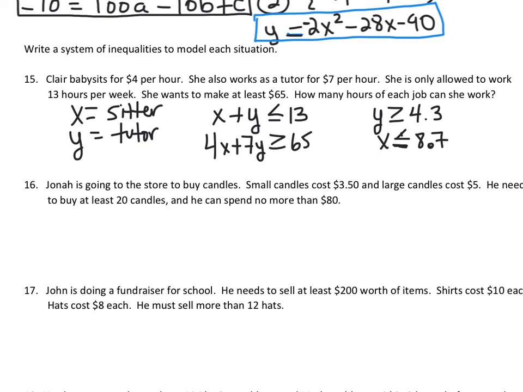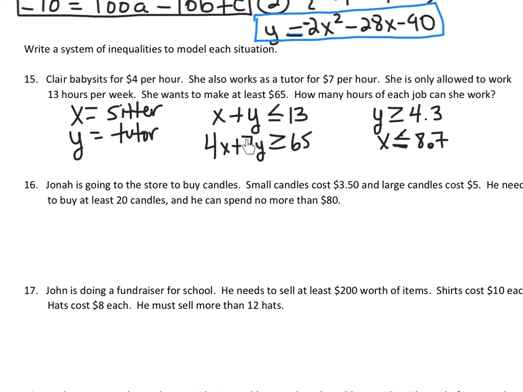Okay, for problem 15, this is going to be a system of inequalities. We start with Claire babysits for $4 per hour. She also works as a tutor for $7 per hour. She is only allowed to work 13 hours per week. So when we add up her two jobs, x is sitter and y is tutor, those hours need to be less than or equal to 13. She can't work more than 13. Each job pays $4 per hour for the babysitting, and $7 per hour for the tutoring, and that total can be greater than or equal to 65.